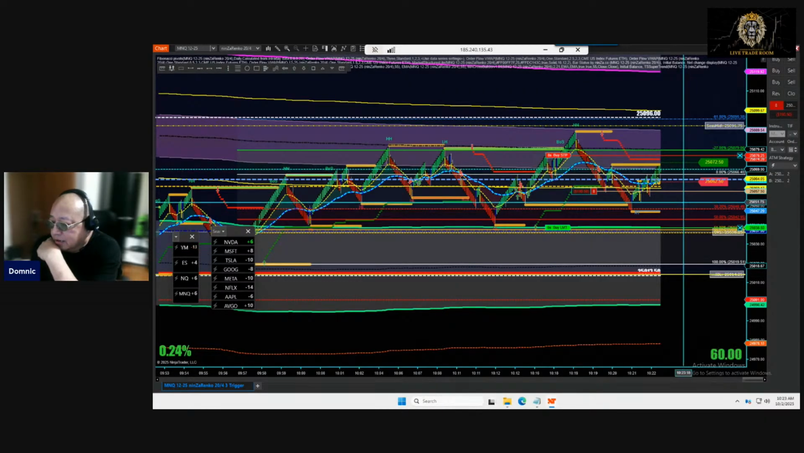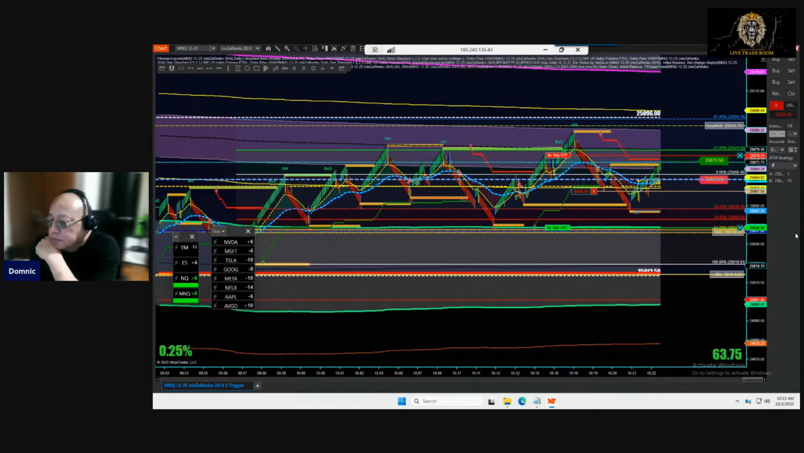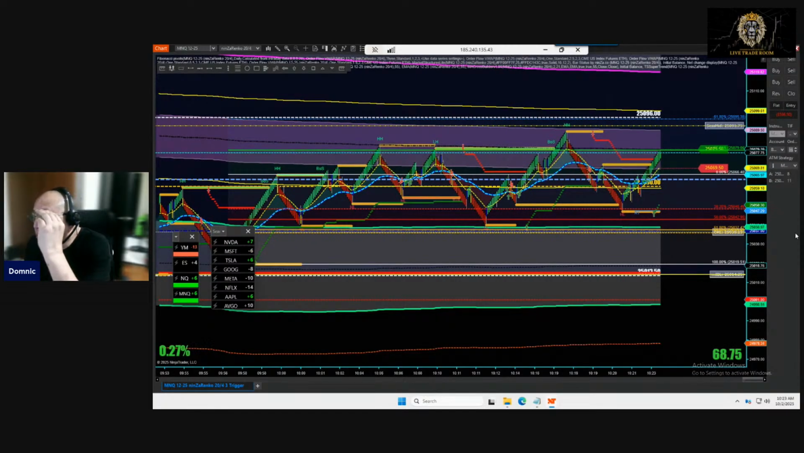Will they break that high? That's the question, to create a higher high. Let's see if they can test that trend right there. If they do, they break it, then they broke it. Let's see if it comes back down or not. Yep, I got stopped out. So that's the reason. Stop filled.